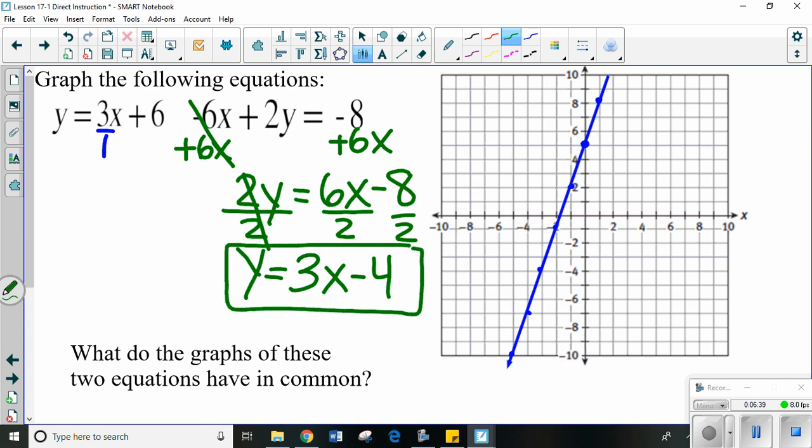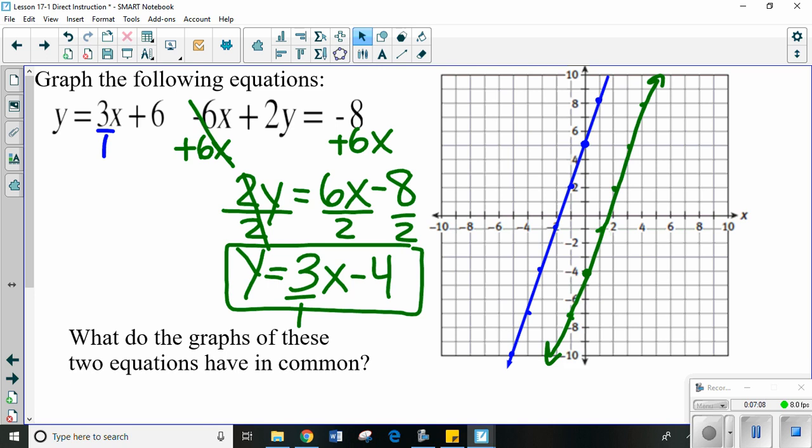So plot my y-intercept down at -4. And my slope is up 3 over 1. So what do we notice here? These lines are parallel. Ooh, they never intersect. Why? Because they have the same slope.